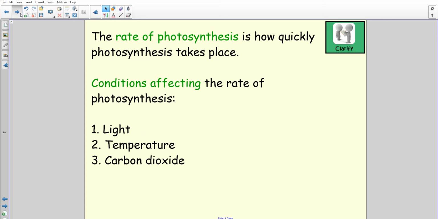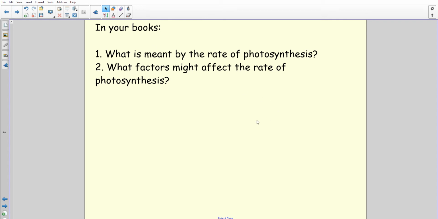So what I want you to do now, again, if you pause the video and answer these two questions in your books, just summarising what we've just talked about there. So what is meant by the rate of photosynthesis, and list the three factors that might affect photosynthesis. So pause it now. Okay, and we'll move on when we're ready.